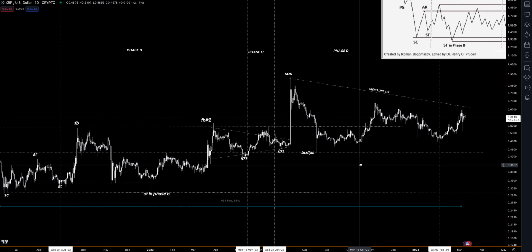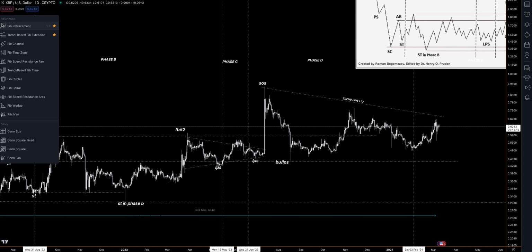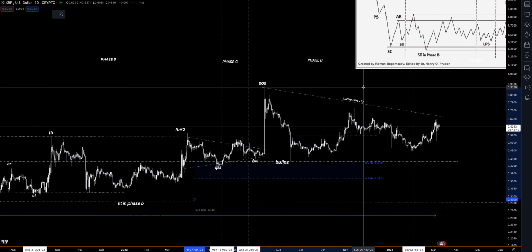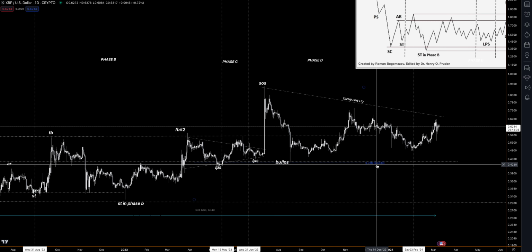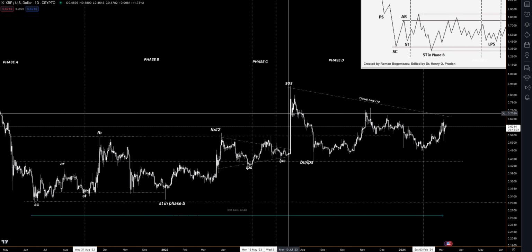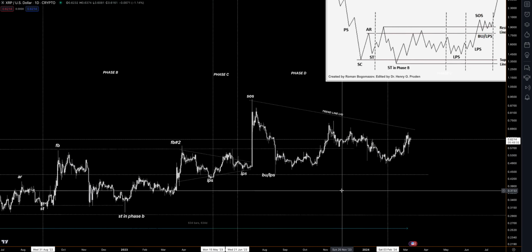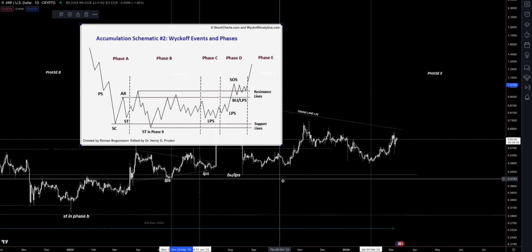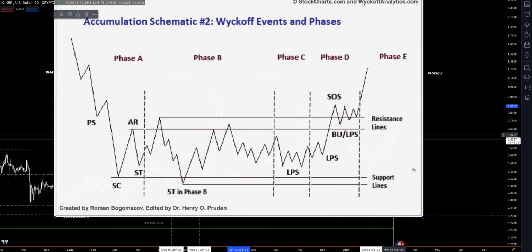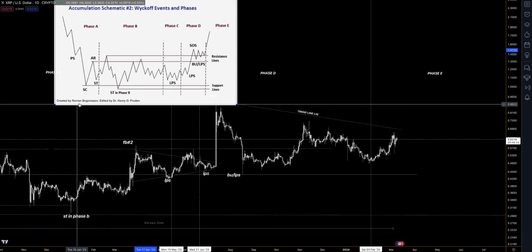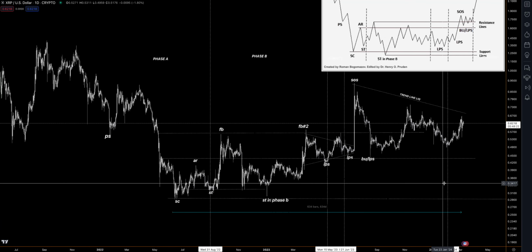So this is exactly what we see. We actually came down to the 78.6% fib. Okay, you see how we perfectly hit that 786? Now we're entering into phase E. Once you enter into phase E, you target liquidity resting above the last all-time high. Okay, and this is exactly what we're doing.